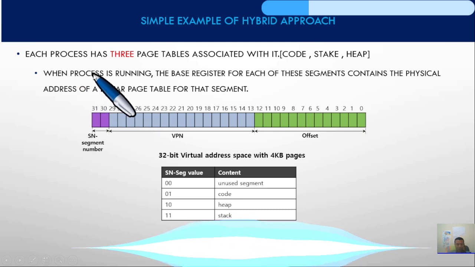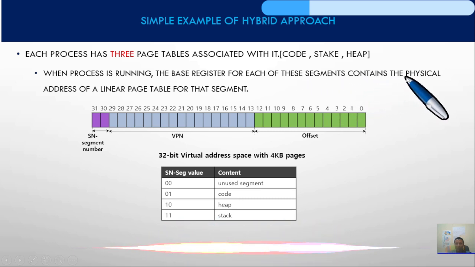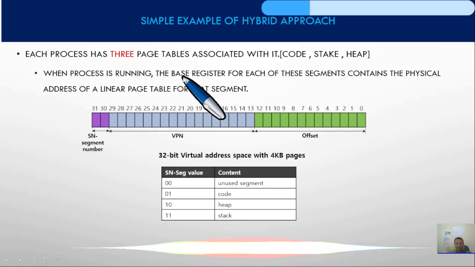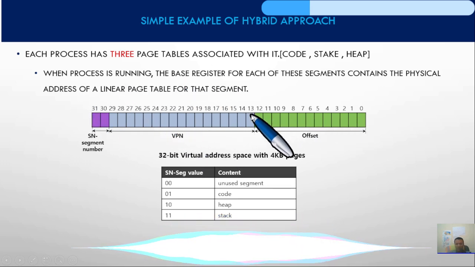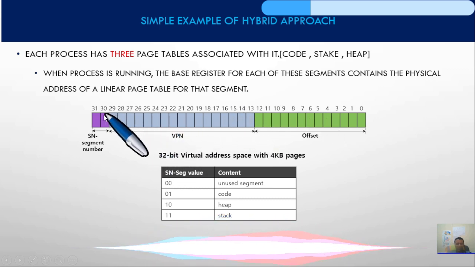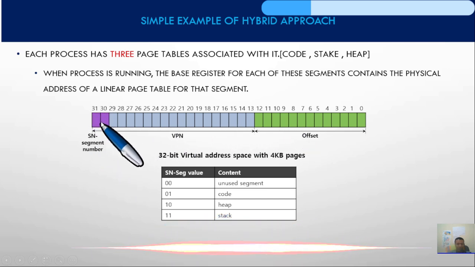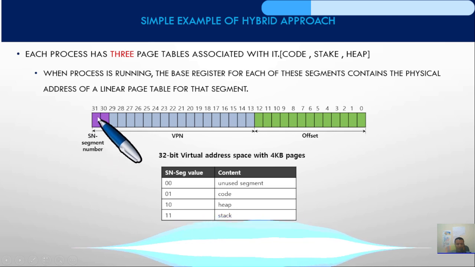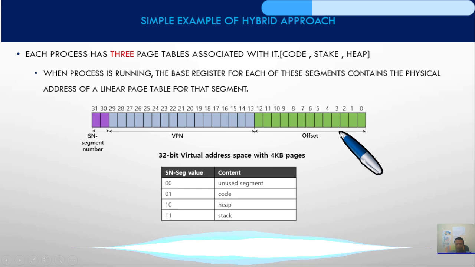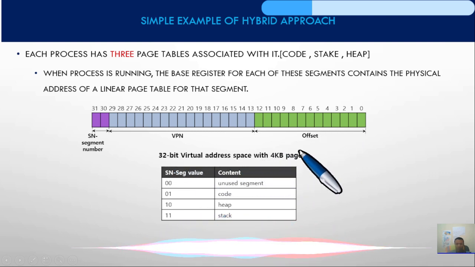So when a process is running, the base register for each of the segments contains the physical address of a linear page table for that segment. This is the idea. If you see here, we have the 32-bit address space. The difference is that we have a segment number here. The segment number SN is included, and we have the VPN and the offset. So, a 32-bit virtual address space with 4K pages.